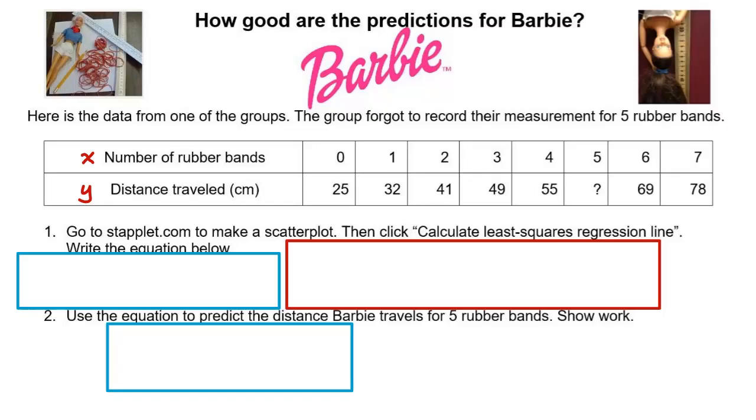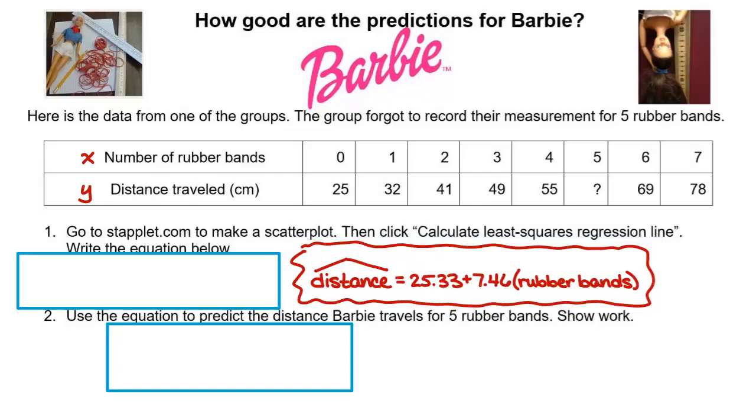This is not the preferred way of writing the equation. We want to put what our variables are in this equation. We want to put the words in the equation, not just use x and y. So the way this equation should look when written in full is distance, that's my y variable, distance hat equals 25.33 plus 7.46, and then inside parentheses, I have what my x variable is, rubber bands.